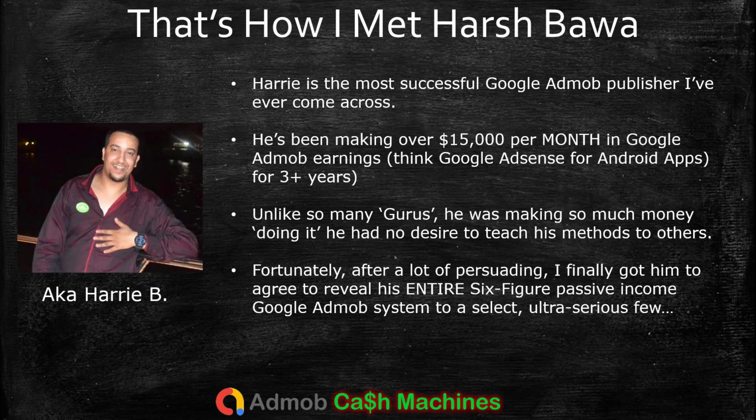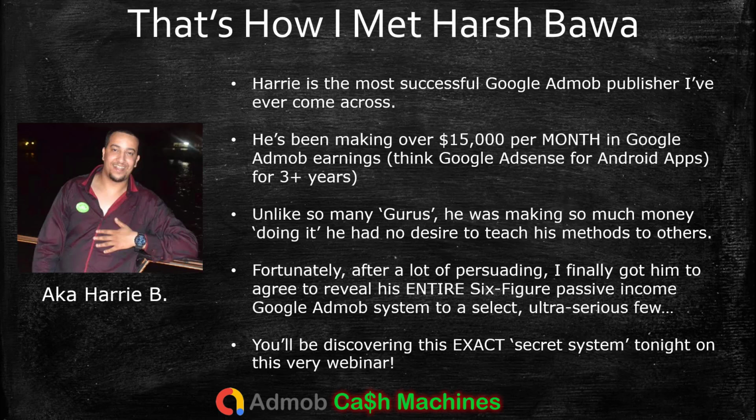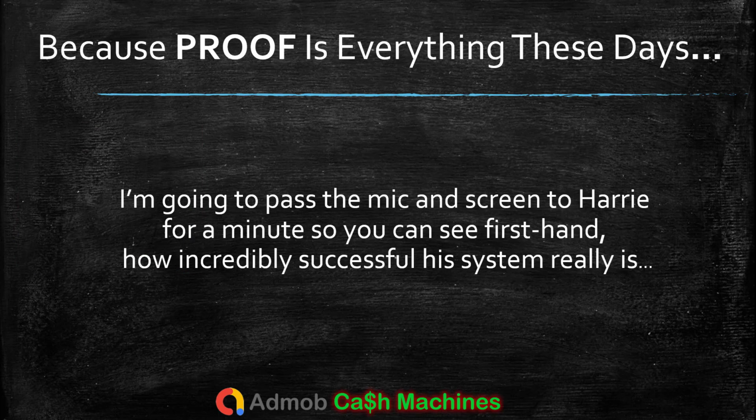So fortunately, after a lot of persuading, I finally got this guy to agree to reveal his entire 6-figure passive income Google AdMob system to a select, ultra serious few. And you're going to be discovering this exact secret system tonight on this very webinar, so kudos to you. And folks, because proof is everything these days, I'm going to pass the mic real quick to Harry himself so you can see him log in live, show his income proof and earnings over the last several months, and see how incredibly successful his system really is.